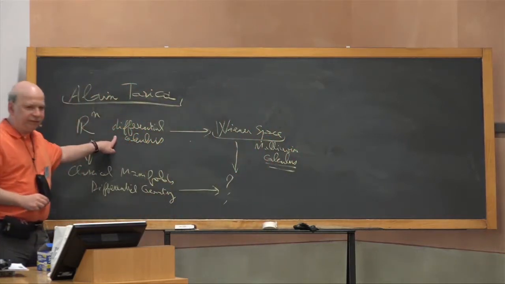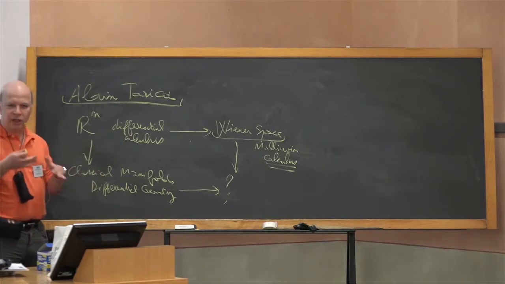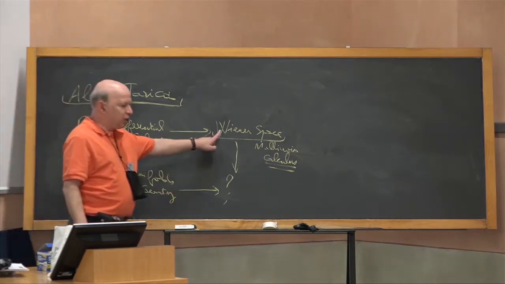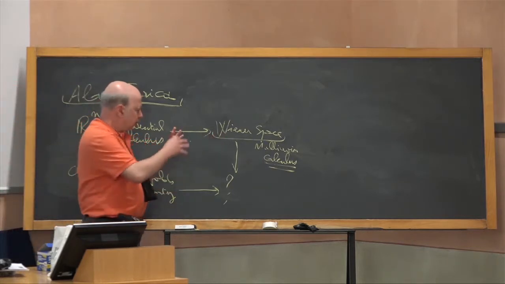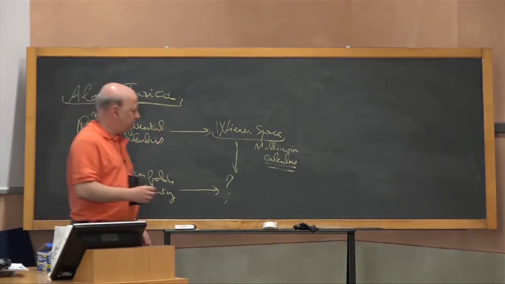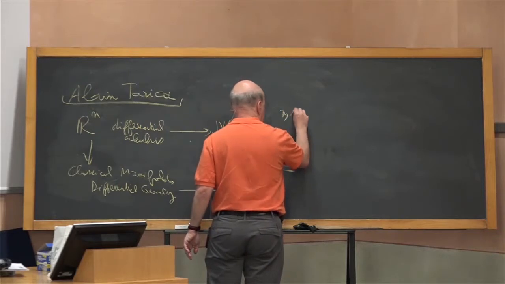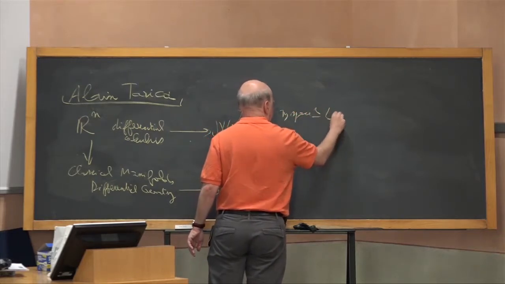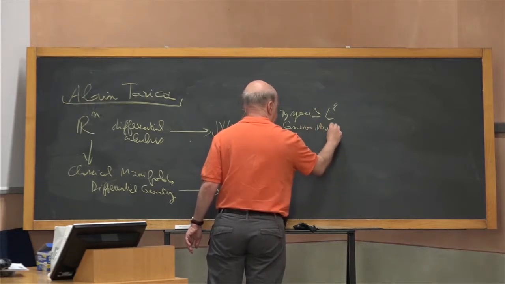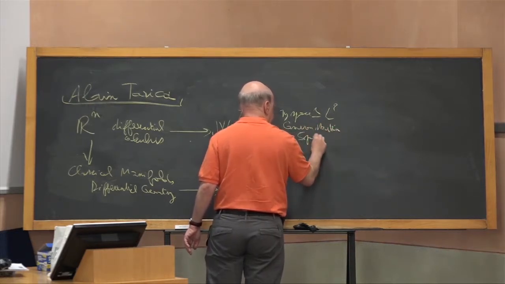In Rn differential calculus, the tangent space of Rn is isomorphic to Rn. But in the Wiener space, the tangent space is not isomorphic. Tangent space: L2, Cameron-Martin space.